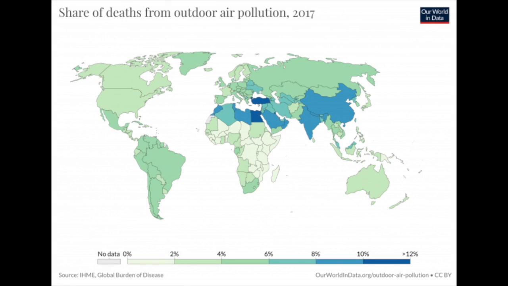This map shows the deaths linked to air pollution across the world. In 2017, this ranged from a low of 2% in high-income nations to close to 15% in several South and East Asian countries.